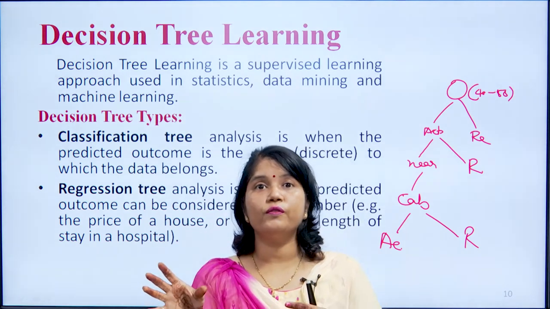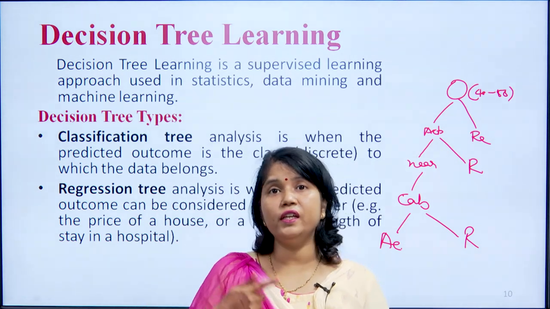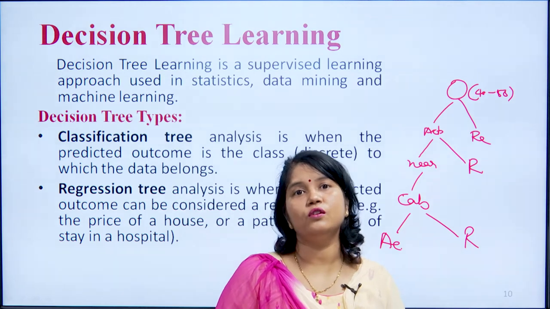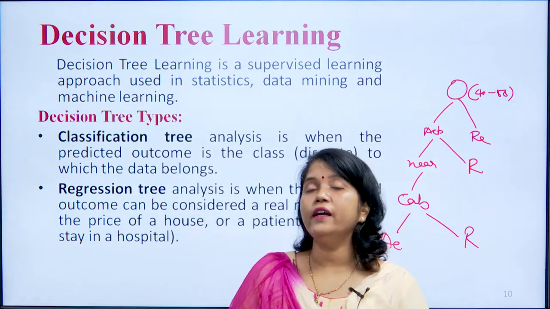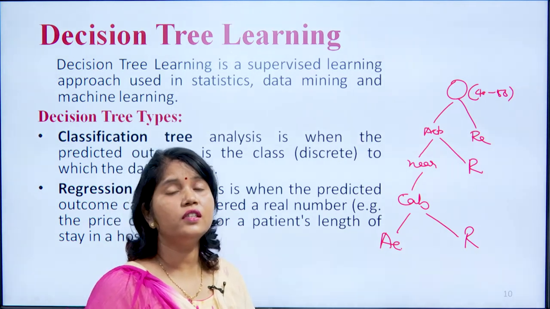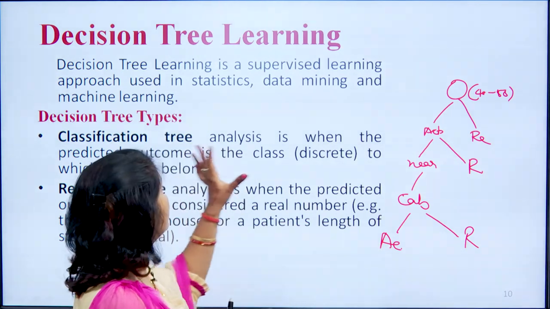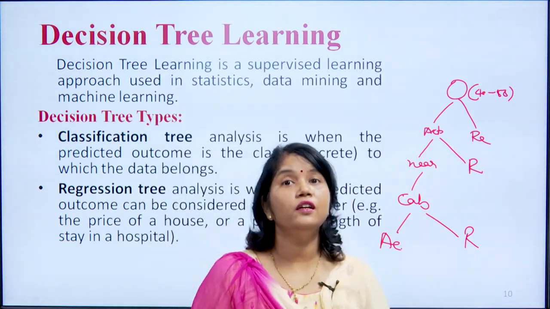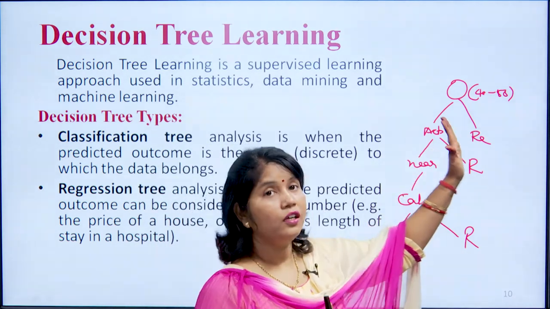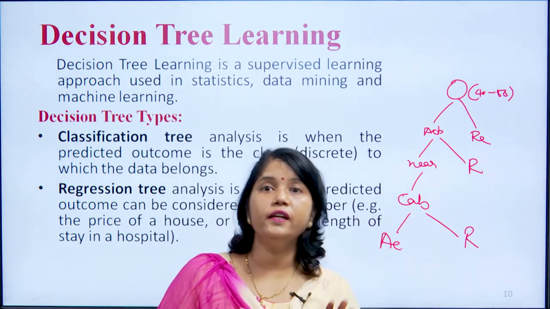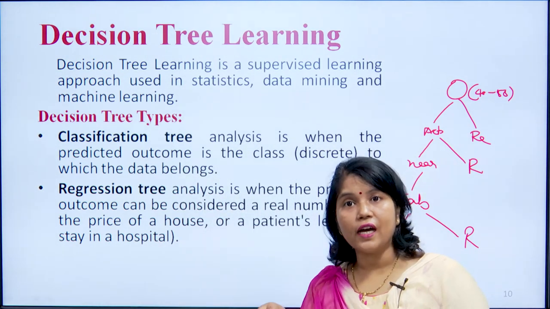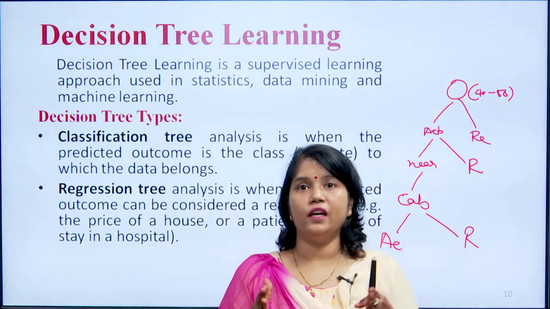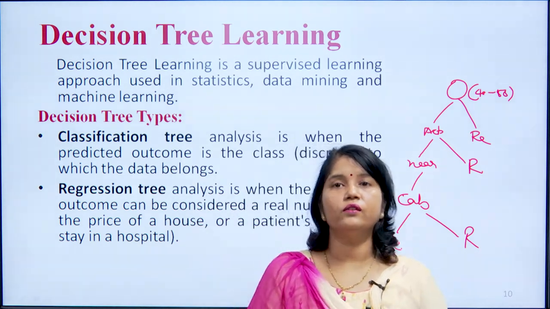So the decision tree is a supervised learning approach used in statistical data mining and machine learning. Decision trees are basically categorized into two types: classification trees and regression trees. So what exactly is a classification tree? Classification tree analysis is when the predicted outcome is the class to which the data belongs, in which category the data belongs. It will be easy to understand whether I have to perform this task or not, and classification will help you. It will be discussed more in a later video.